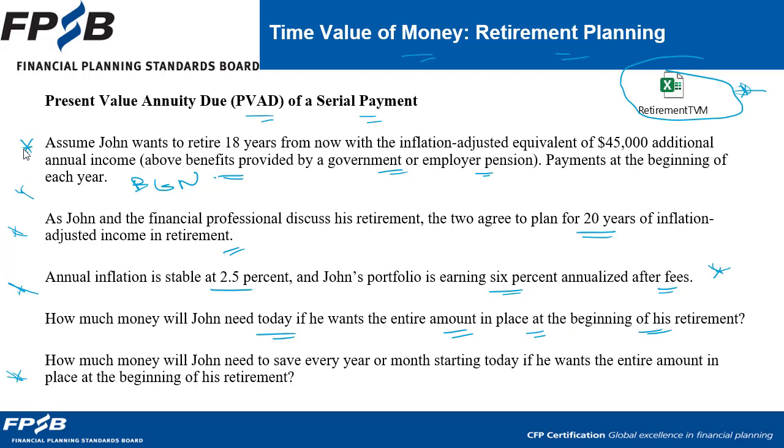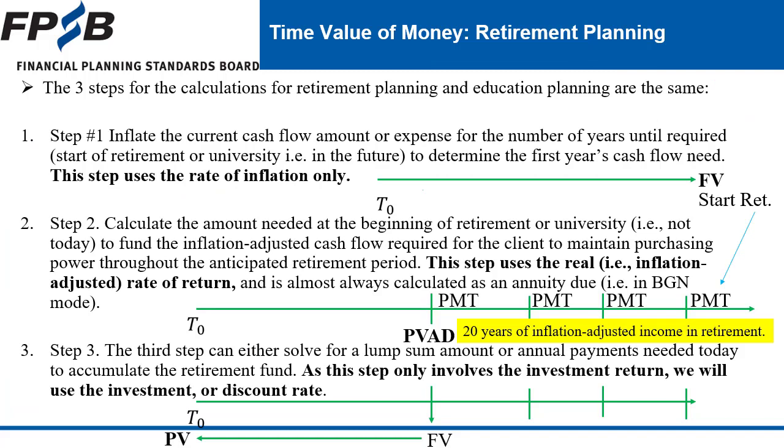How much, and then we can follow that up with how much money will John need to save every year or month starting today if he wants the entire amount in place at the beginning of the retirement. So indeed, those are the steps that I was just describing. Up here are the 3 steps.